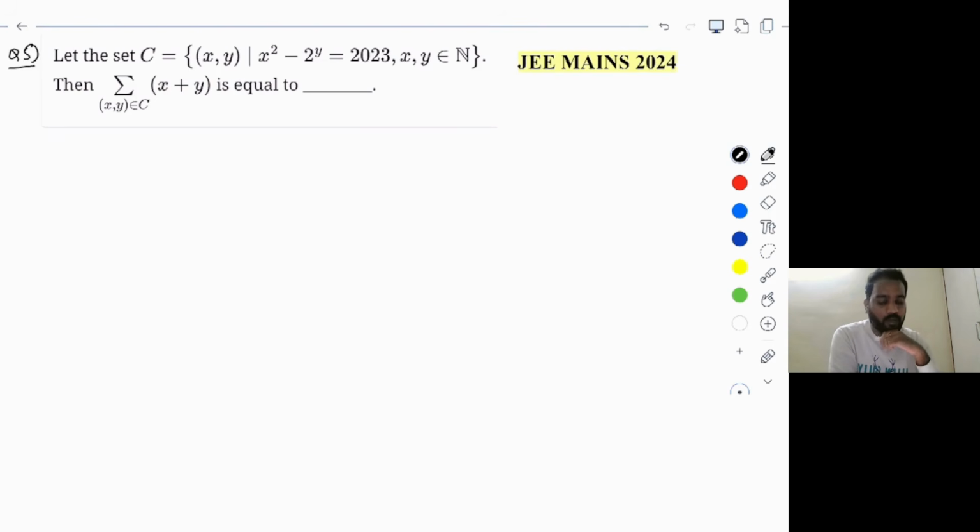Let's take question number 5 now. Set C is equal to the set of ordered pairs (x, y) such that x square minus 2 power y is equal to 2023, where x, y belong to natural numbers. This is one of the interesting questions which was given in 2024 JEE Mains. Okay, let's try to understand it. So I will write down the given equation this way: x square is equal to 2 to the power y plus 2023. And let's keep in mind that x, y must belong only to natural numbers.